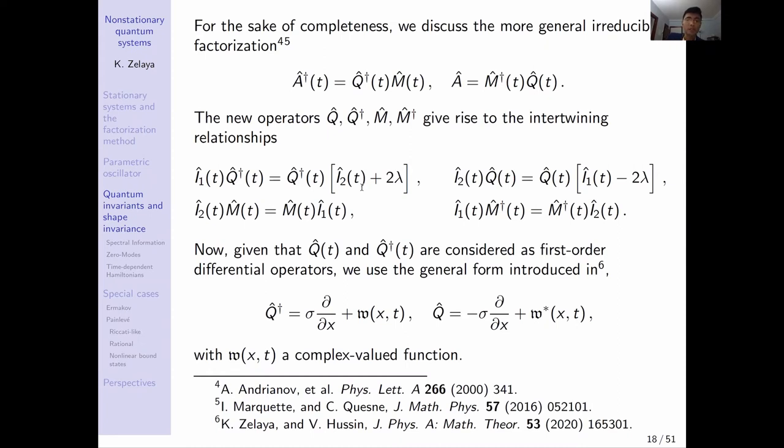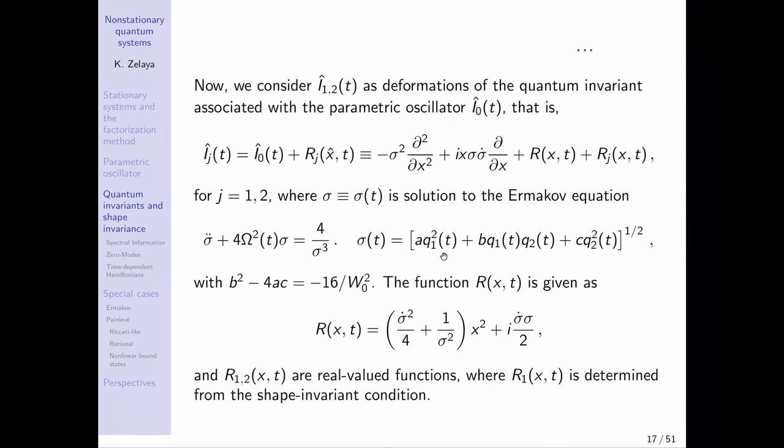These ladder operators, or intertwining. There's something on your transparency that is not consistent. Sometimes you call it R1, sometimes 2. Oh, you have RJ and J is 1 or 2? Yeah, exactly. J is 1 or 2, depending on the case.